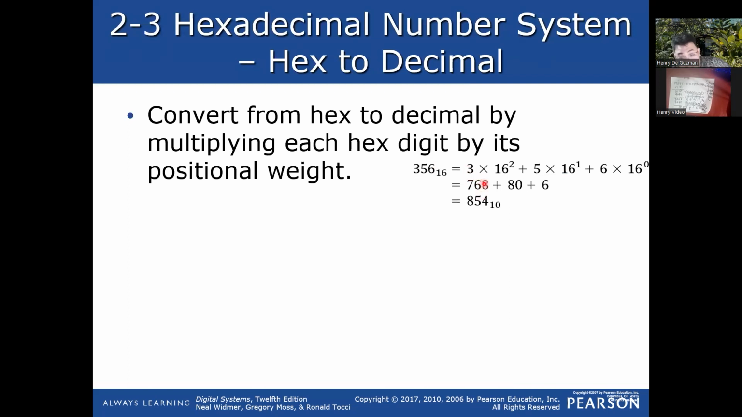And then, ito yun, that is 768. Then 5 times 16 raised to 1. So 5 times 16, that's 80. 6 times 16 to the 0. So that's 1, so plus 6. So add mo lang yan. So that's decimal. Pero normally ako, iba ginagawa ko dyan.